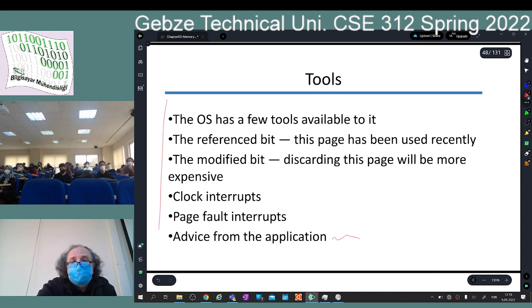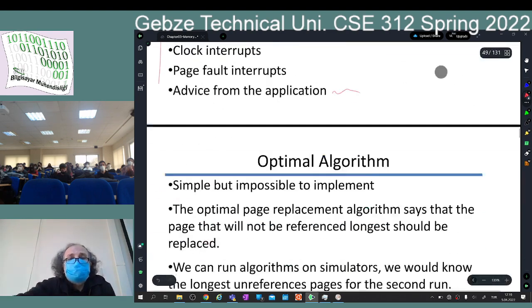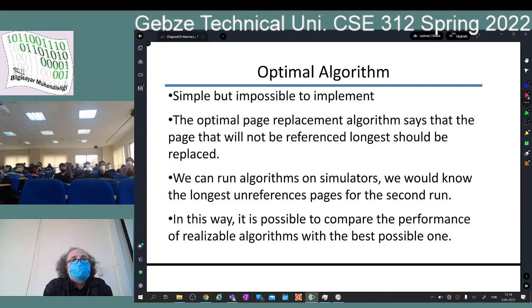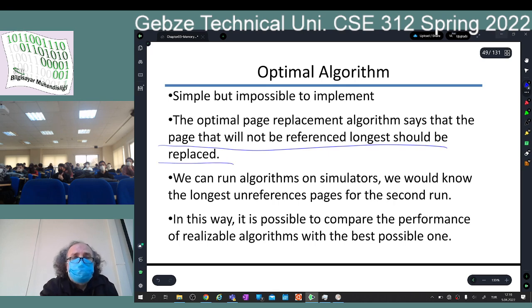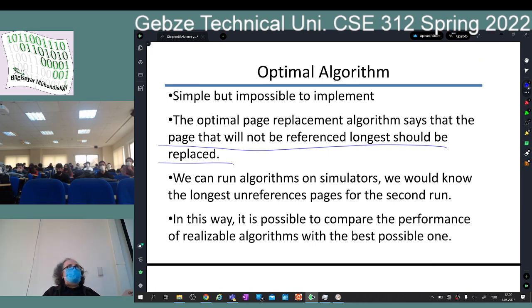Okay, so let's look at the optimal algorithm. It is simple but impossible to implement. The optimal page replacement algorithm says that the page that will not be referenced longest should be replaced. This is nice, right? If I knew the future, if I knew that this page will not be referenced longest, then I should replace it. I don't need it. But I don't know the future.